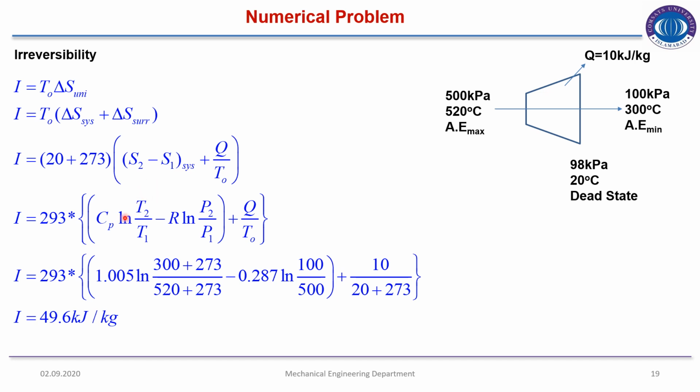Similarly, here we have used the ideal gas equation for the entropy change calculation. So we know all these values. When we plug in the values for Cp, T2, T1, R, P2, P1, Q, and T naught, the irreversibility value is 49.6 kilojoule per kg. So that summarizes our numerical problem.